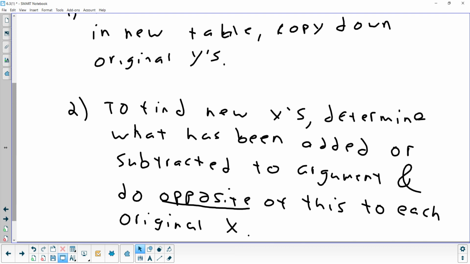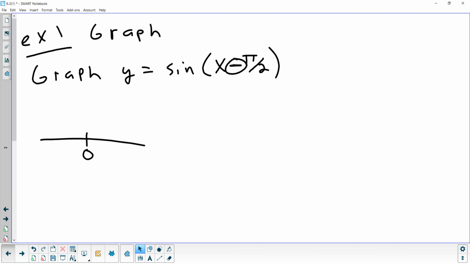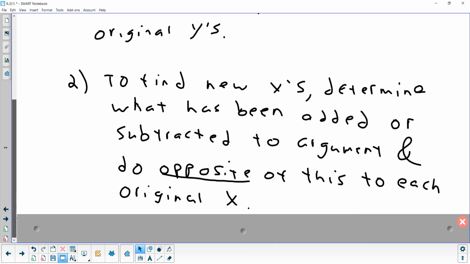And that's how I just explained it right here. To find the new x values, look at what you're adding or subtracting. In this case, we are subtracting pi over 2. And then do the opposite of that. You want to move them all to the right, you need to add pi over 2. And that will shift them all to the right.